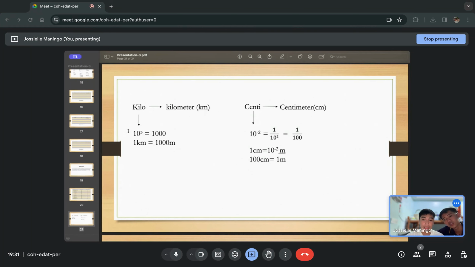If you're not able to know the prefixes table or you're not introduced to the table, you can use this below: 1 km is equivalent to 1,000 meters. That's it for the kilo.